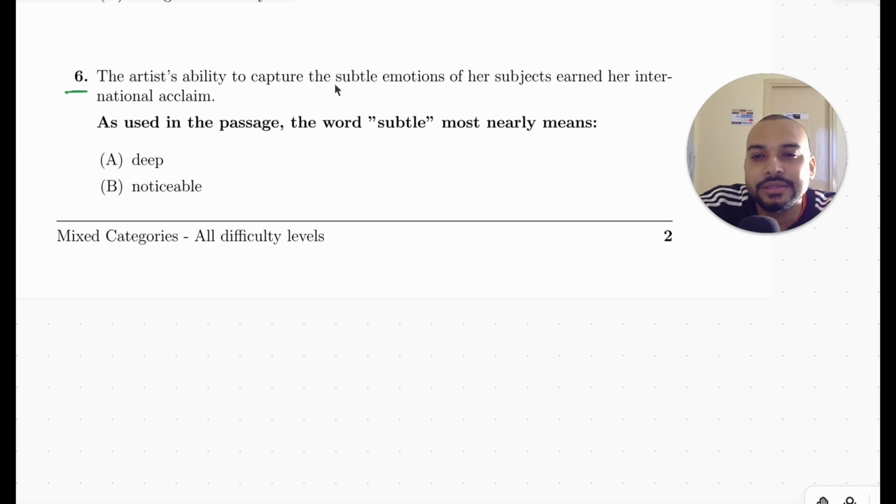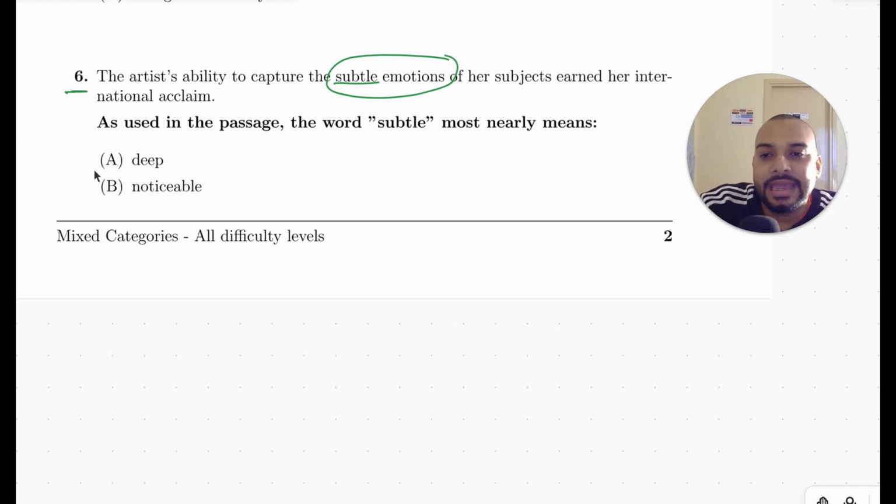Let's look at where the word subtle is being used. It's being used here. Let's read the sentence. The artist's ability to capture the subtle emotions of her subjects earned her international acclaim. Okay. Subtle emotions. It's being used with emotions, and they're talking about the artist's ability. Subtle as usual would mean that something that is not very loudly expressed or not very explicitly expressed. But even if we don't know the exact meaning, these kind of questions are really well solved using the options.